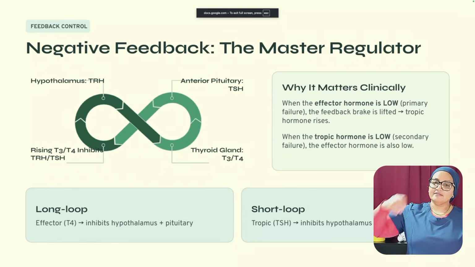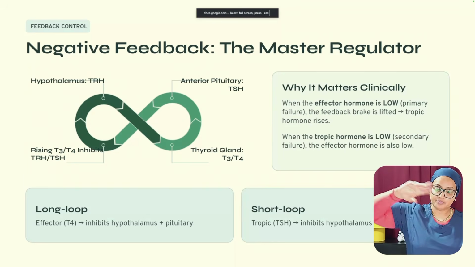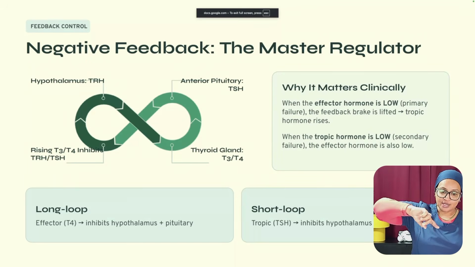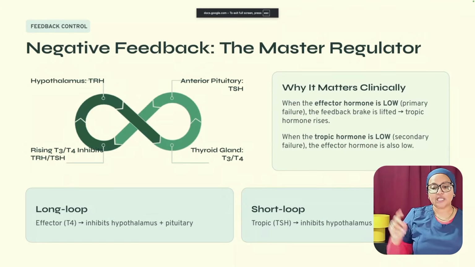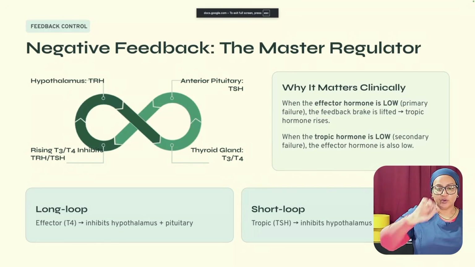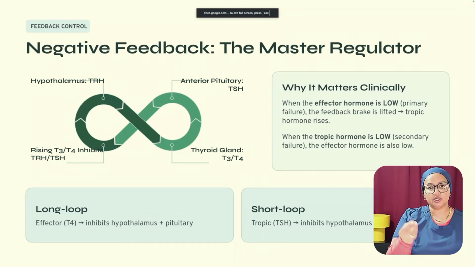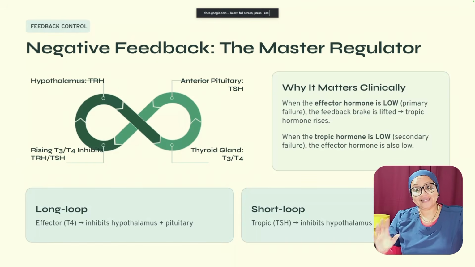So when this suppression or negative feedback goes to the hypothalamus, we call it long loop. When it goes to the pituitary, we call it short loop. So why is that important clinically? The importance of this comes from the fact that you cannot allow the process of releasing hormones to go forever.